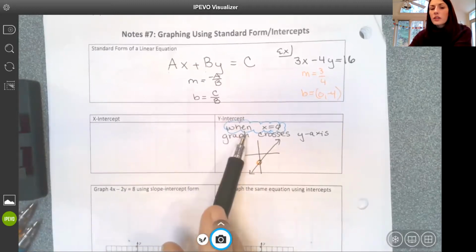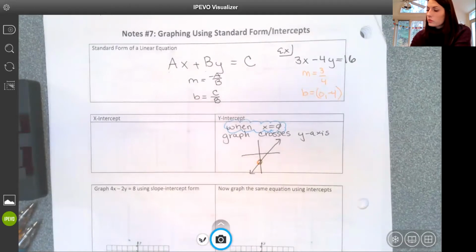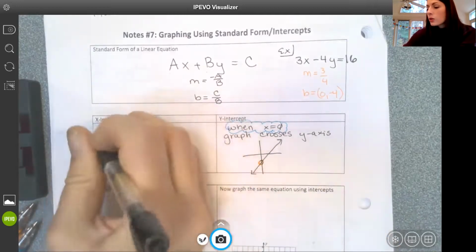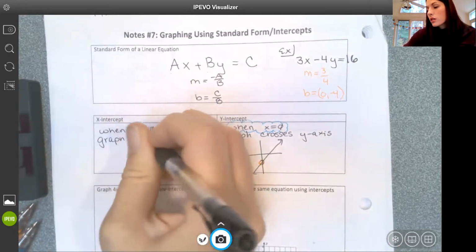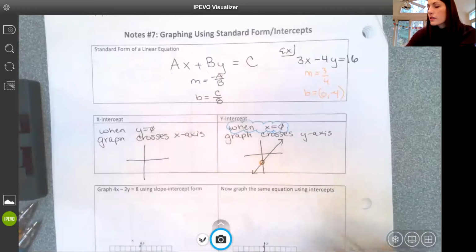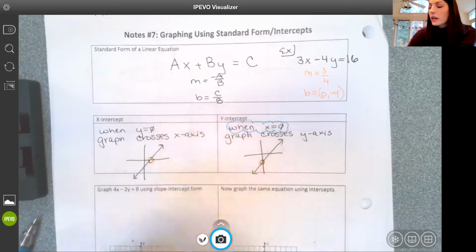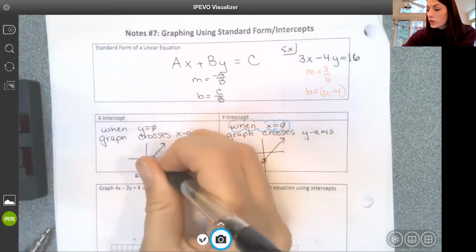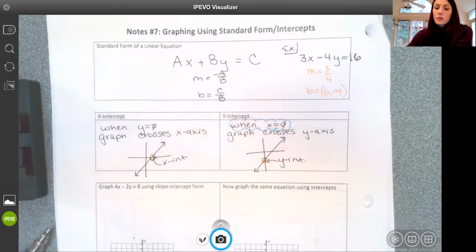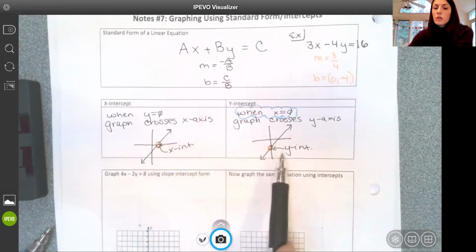Now, if the y-intercept is when x is 0, what do you think the x-intercept is? When y is 0, exactly. When y equals 0, or when the graph crosses the x-axis instead of the y-axis. So if I draw the same line as I did before, this is my x-intercept, whereas this would be my y-intercept. So my graph is hitting the x and the y-axis, giving me an x-intercept and a y-intercept.